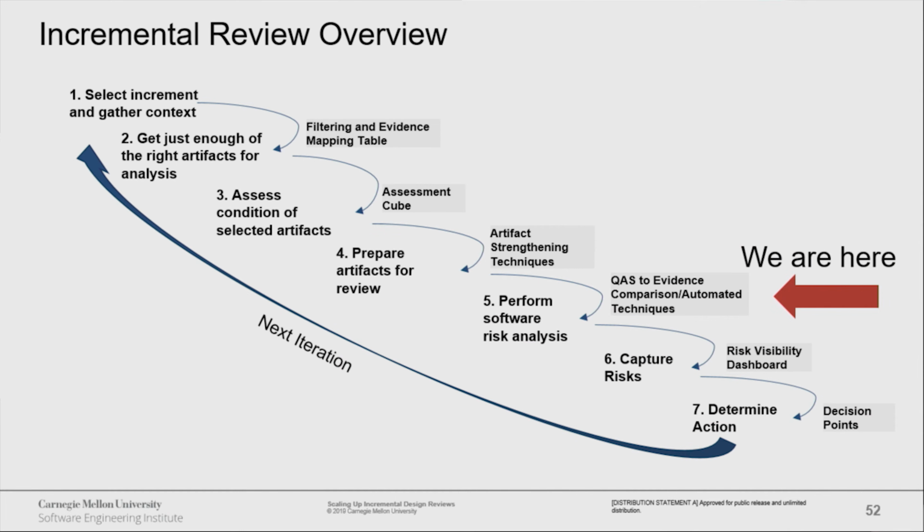And then we talked about preparing the artifacts for review, making sure that we understand the condition. Where are the artifacts weak? Is it the scenarios that are weak? Is it the design that's weak? Where's the weak spot? And then we talked about some artifact strengthening techniques. Of course, the quality attribute workshop is one, and the option workshop is another that we use.